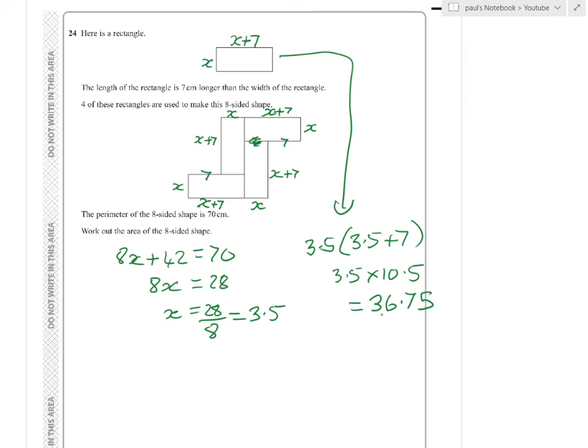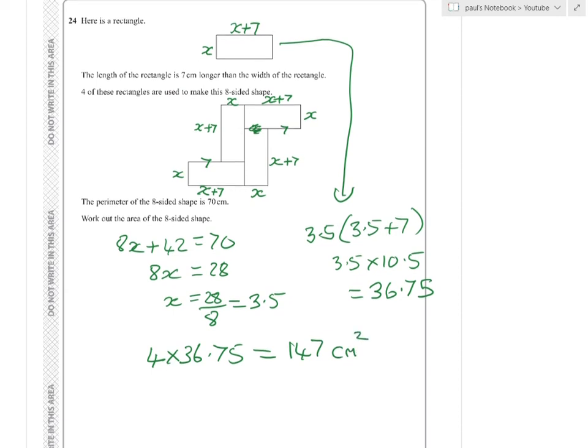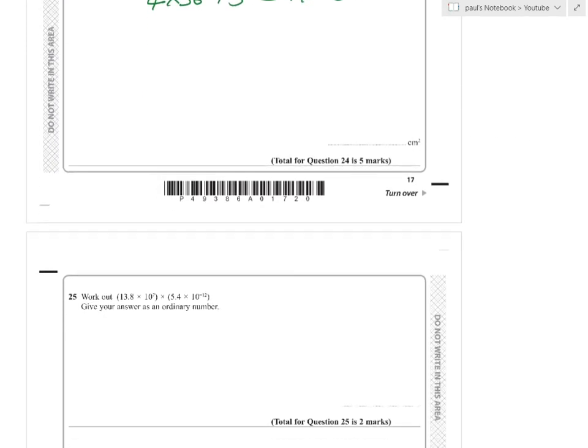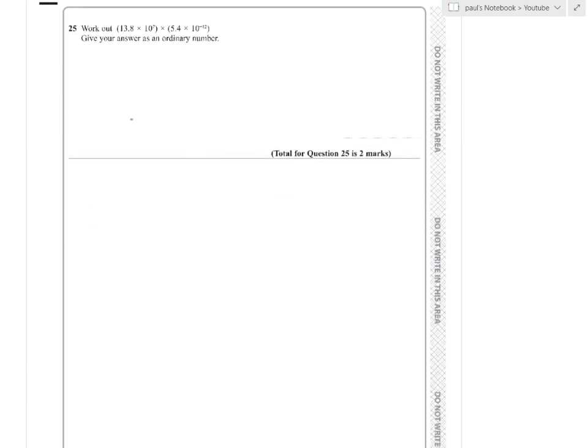36.75. Yeah, that's the area of one of them. There's 4 of them. So 4 times 36.75 is 147. 147 centimeters squared. They're tricky. This paper 3 is hard.